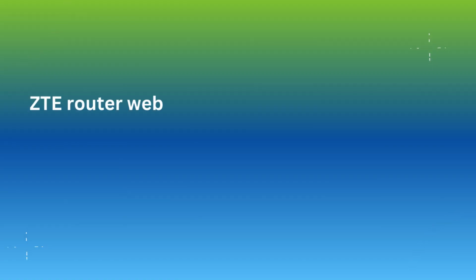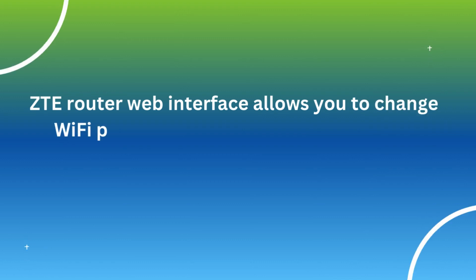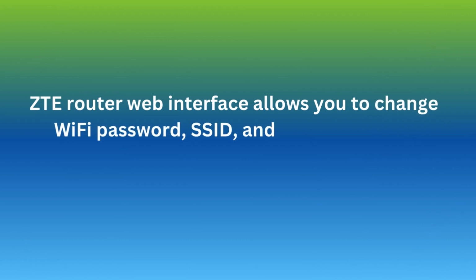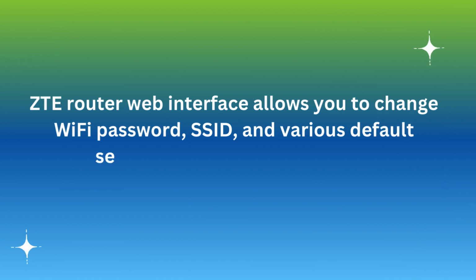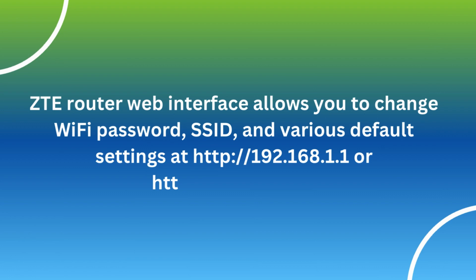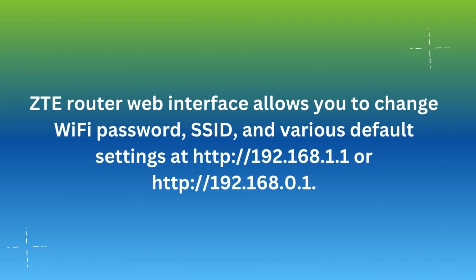ZTE Router web interface allows you to change Wi-Fi password, SSID, and various default settings at http://192.168.1.1 or http://192.168.0.1.